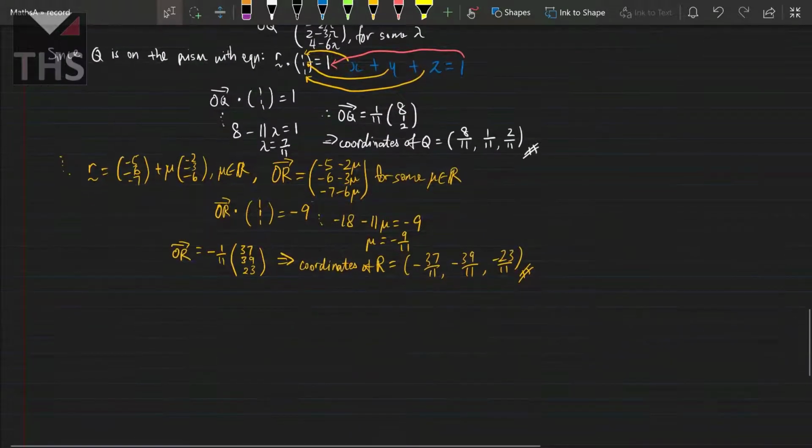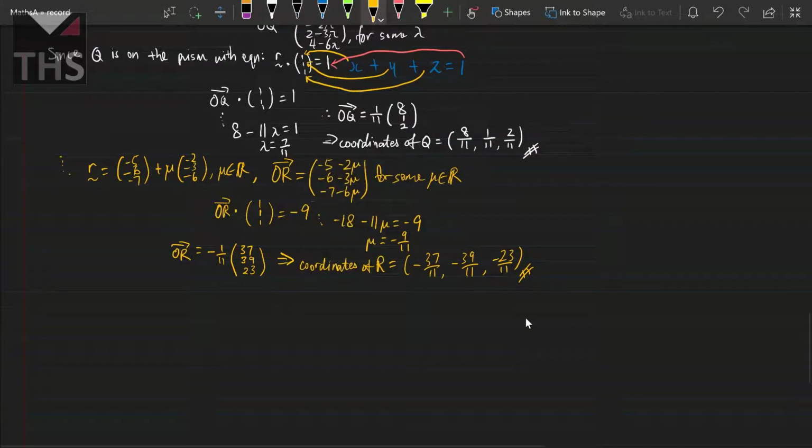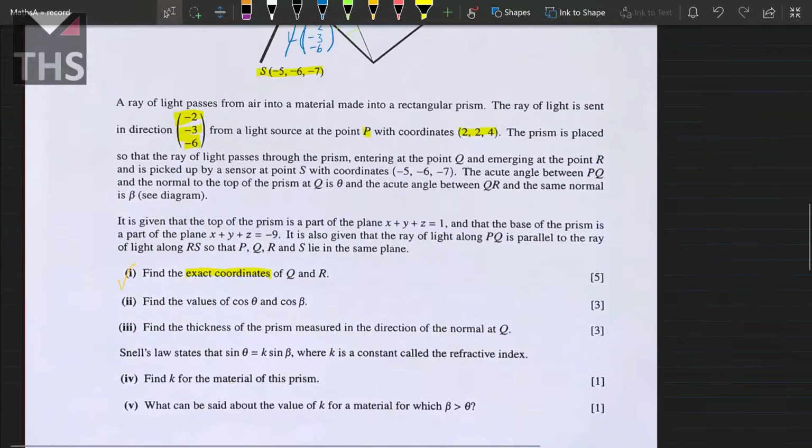Then let's try to do part 2. Sorry, I can't switch colors again. It's something to do with my OneNote. If there's any OneNote gurus out there, please tell me how I can get out of this conundrum.